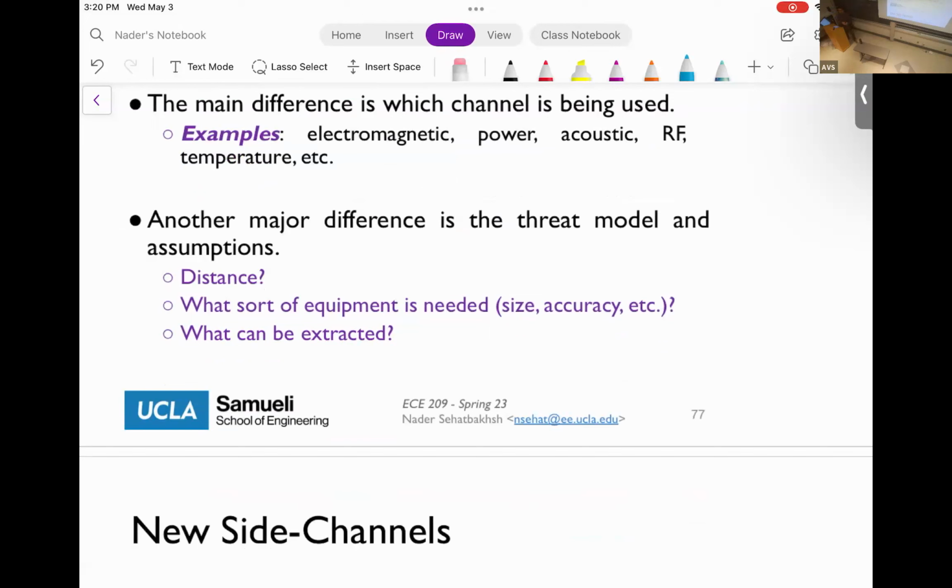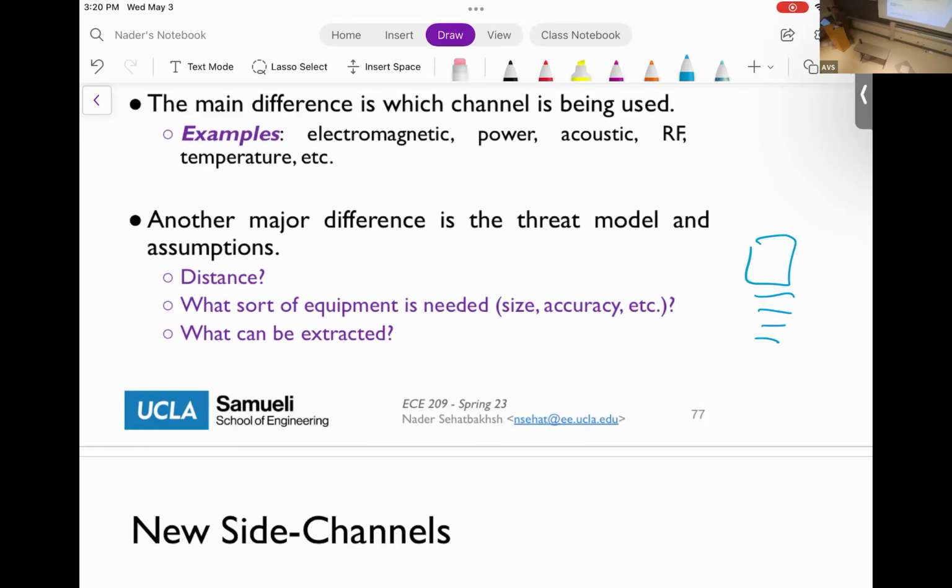The other major difference is the threat model, mainly the distance. For example, if you want to measure power or electromagnetic side channels, you probably need to be close to the device, right? Because this signal does not propagate 1 kilometer or 1 mile from the device. Okay, you have to be close.